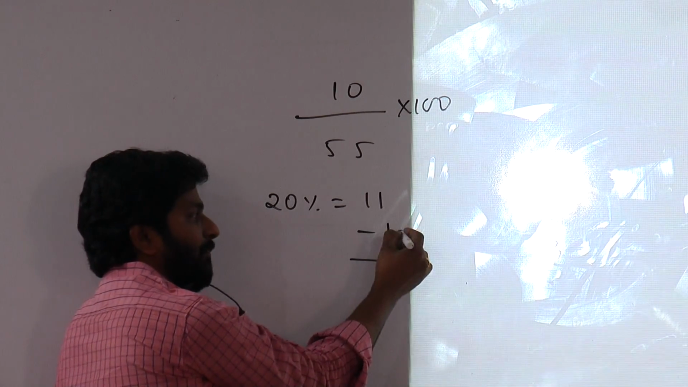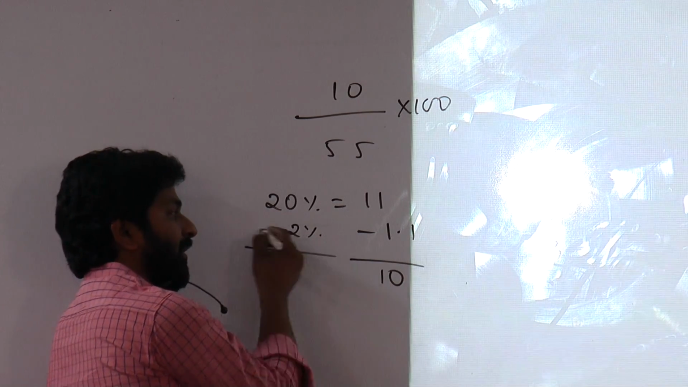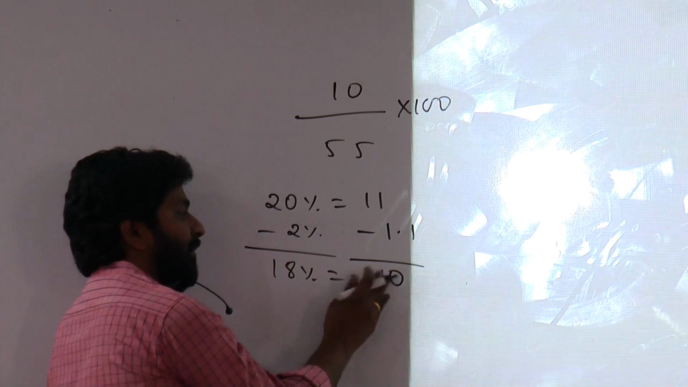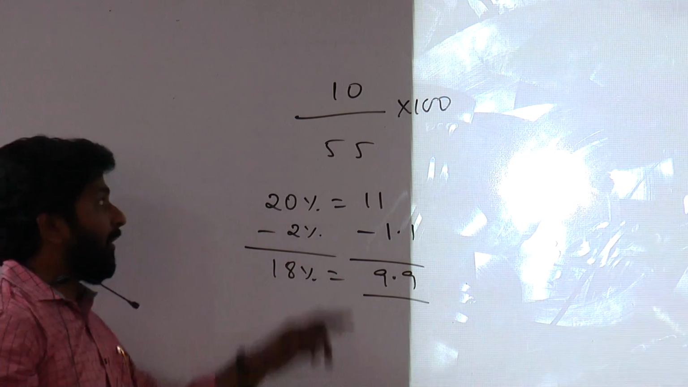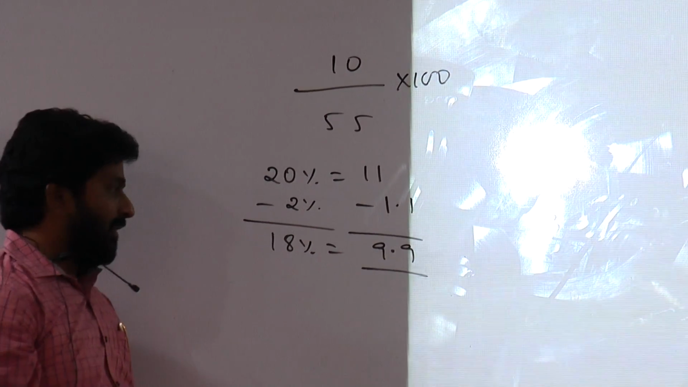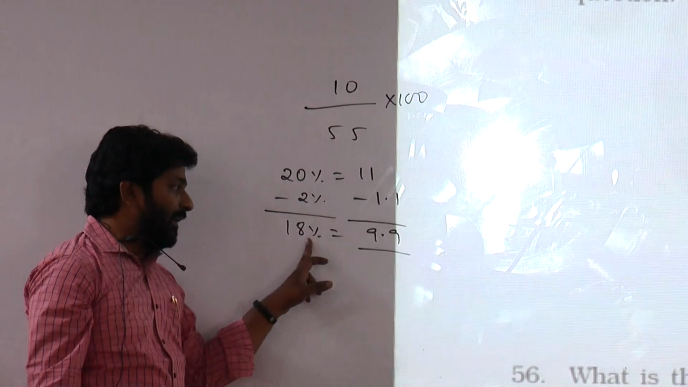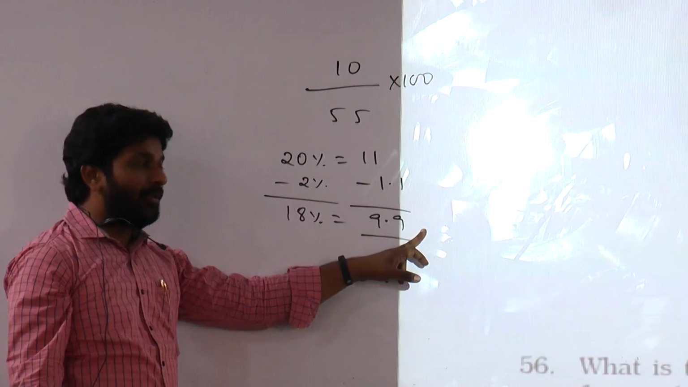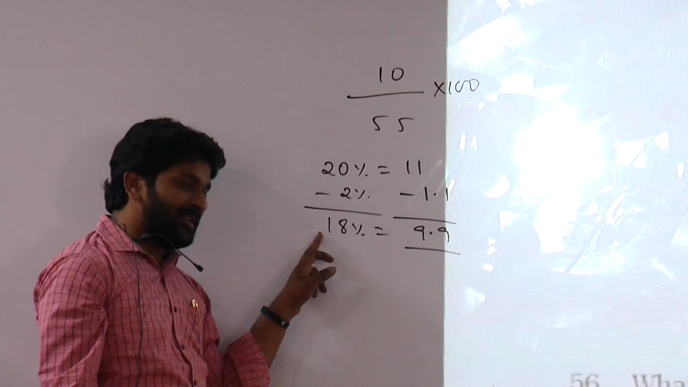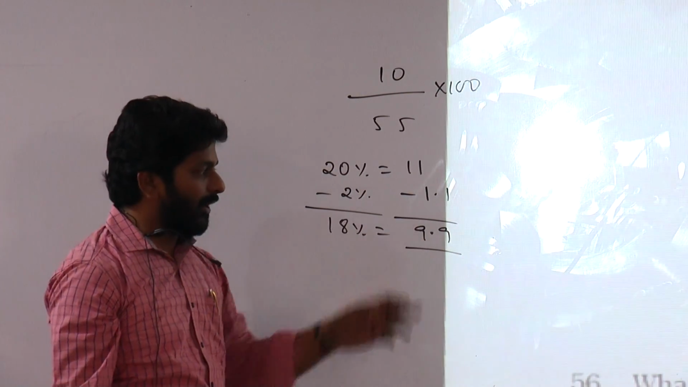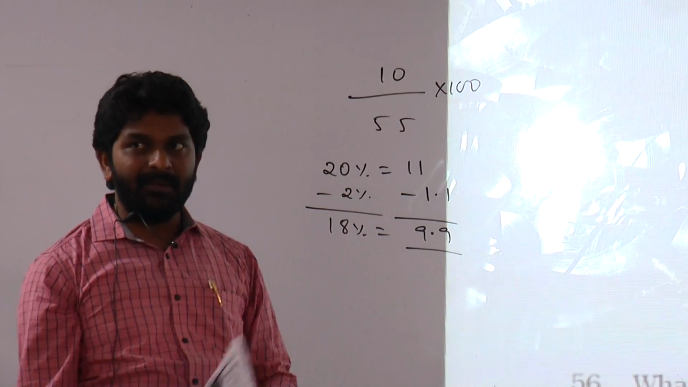10% of this number is 1.1. 10% of this number is 2% here. If you subtract, then 18% is going to be 9.9. But your numerator is 10. So the answer is more than 18 but less than 20. 18% is 9.9. You need to calculate 10, which is just above 9.9. So hence the answer will be just above 18%. Look at your options. How many are there? Only one. 18 2 by 11%.